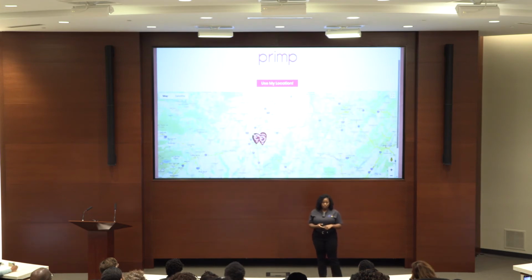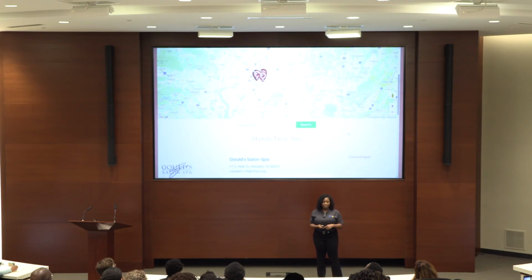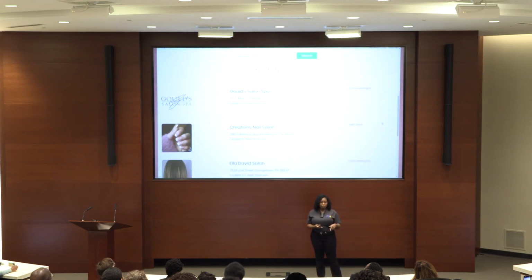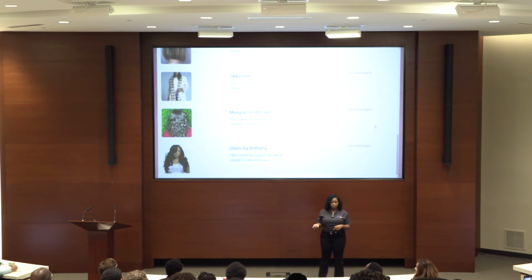So if the user scrolls down, they can filter by radius. I created an algorithm. So for example, this person wants to see everybody within a 30-mile radius. When they hit search, they can see everyone within that range, from who's closest to them to furthest away.